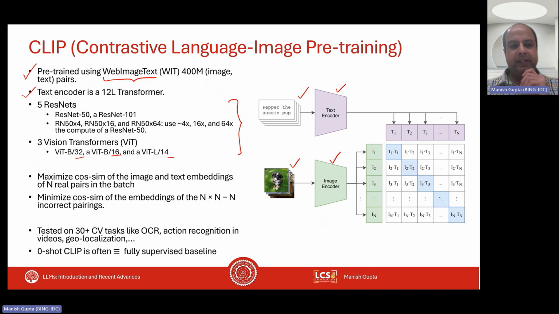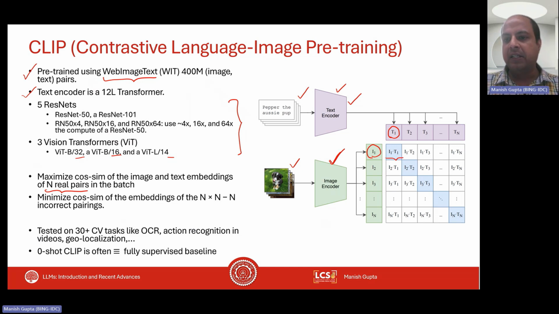Now, the way this pre-training works is that you have text tokens, and you have embeddings for each of those text tokens at different positions from the text encoder. It's just a 12-layer transformer. You also have image tokens, and a representation for each of the image pieces. What you do is compare these, from a batch of n instances. Let's say n real image text pairs, n samples in a batch. You take a pooled text embedding and a pooled image embedding, and compute cosine similarities between them.